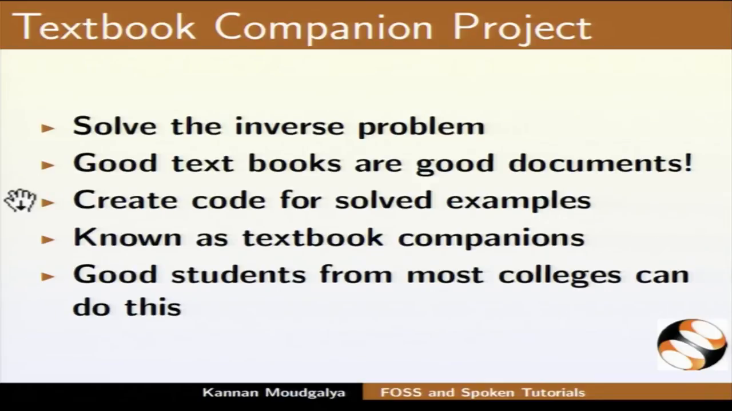People spend a lot of time writing good textbooks. So, if there is a good textbook, it has good solved problems, why don't we take solved examples and for them write Scilab code, okay? In other words, if you execute Scilab code, it should give the answer given here, okay? Let me see if I can, in fact, I will show you shortly what I mean by this. These are known as textbook companions, and good students from most colleges can do this.